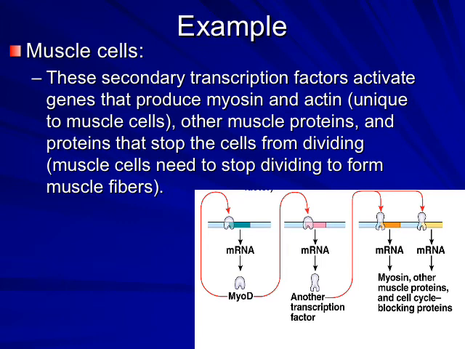So the secondary transcription factors then activate genes that produce myosin and actin, and those proteins are unique to muscle cells. They also activate genes that produce other muscle proteins and proteins that stop the cells from dividing. Because in order to be specialized, these muscle cells have to stop dividing to form muscle fibers. And so again, that's pictured on page 382 of your books. It's a half-page graphic.